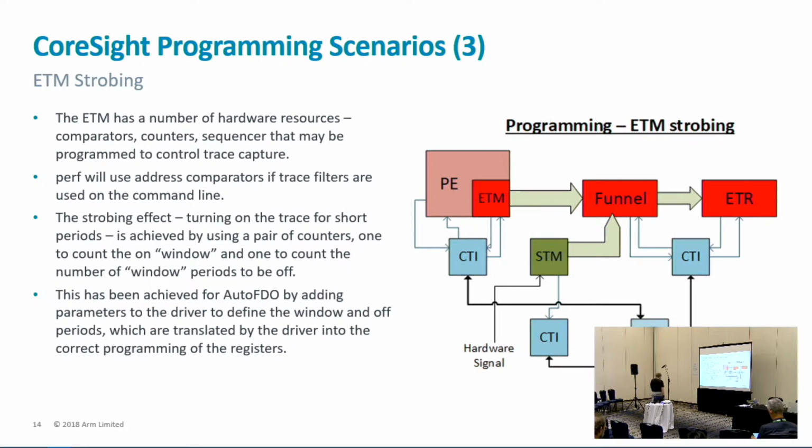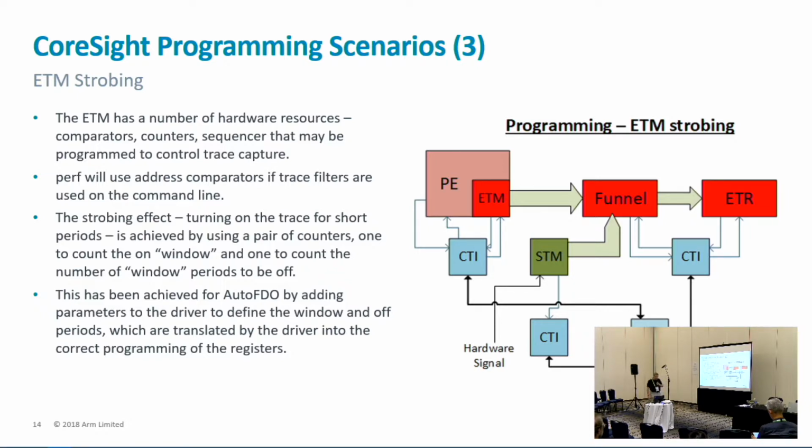Finally, back to the ETM strobing, which we used in AutoFDO. This doesn't use any of the CTIs, but it does use more of the features of the ETM than are currently controllable by perf. Effectively, what we do is have a couple of counters running, and with these you create a window for when the trace is on and a window for when the trace is off, and use the sequencer hardware to keep running this sequence over and over till the trace stops.